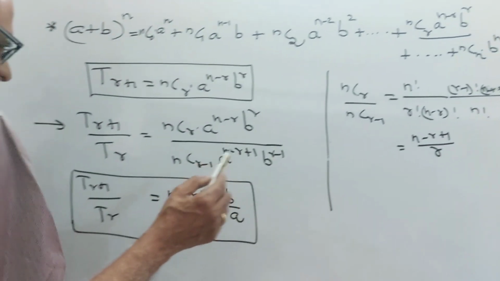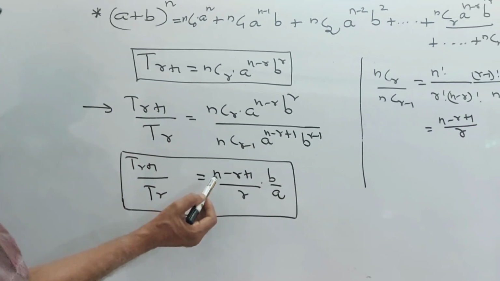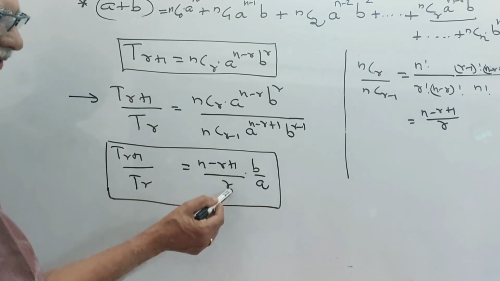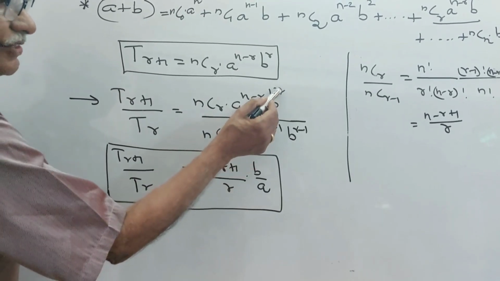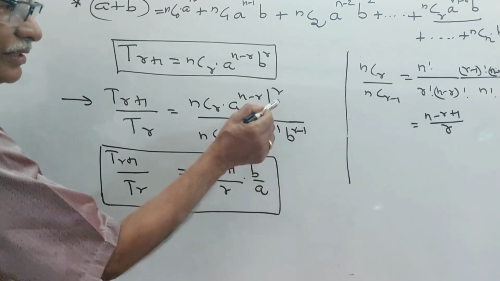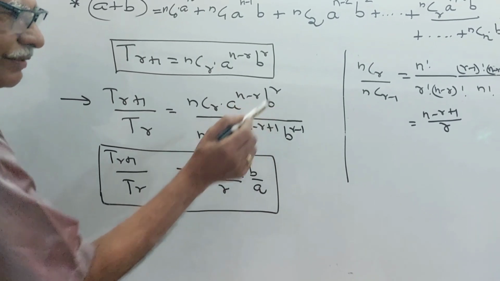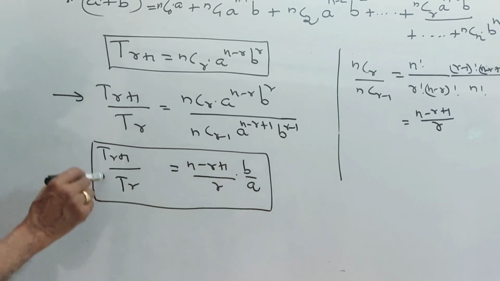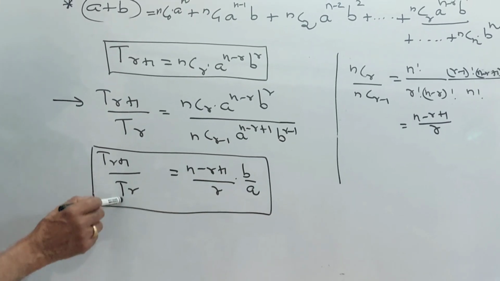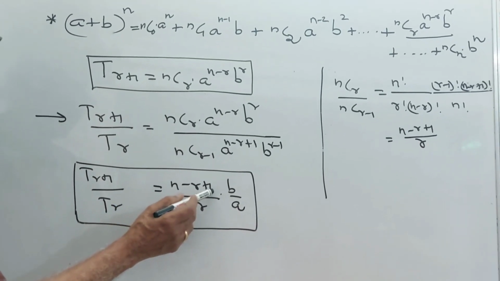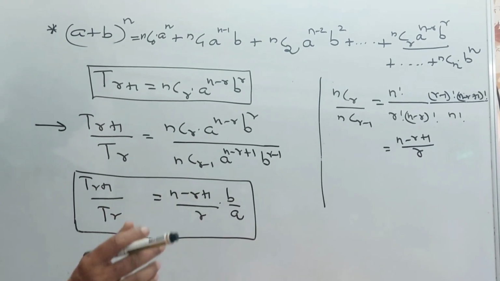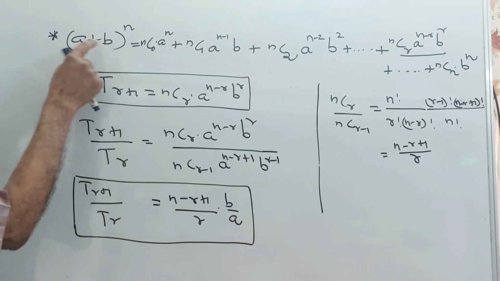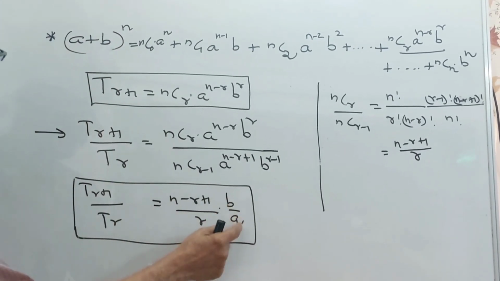Now the result: T(r plus 1) by T(r) is nCr by nC(r minus 1), which is (n minus r plus 1) by r, and you see b raised to r minus 1, so one b is there in the numerator. Similarly, one a is in the denominator, so into b by a. So this is the result: T(r plus 1) by T(r) is (n minus r plus 1) by r into b by a, for (a plus b) the whole raised to n. So this is b, this is a, and finally it is b by a.